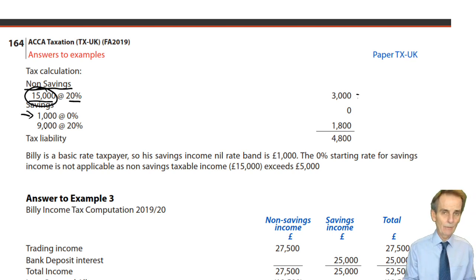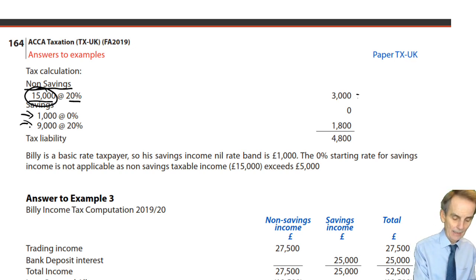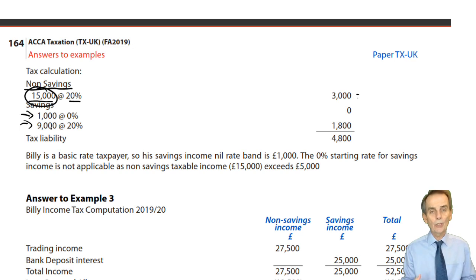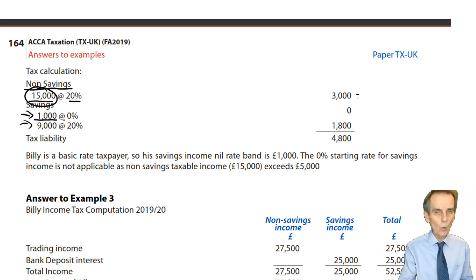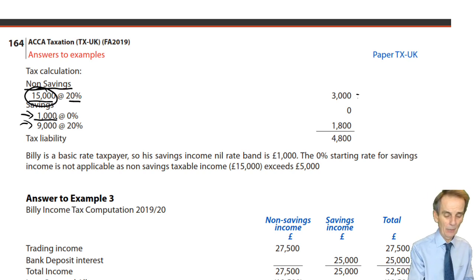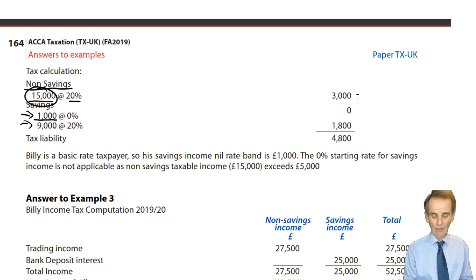That's one out of the £10,000 of taxable savings income. The remaining 9,000, we are still within the overall basic rate band limit of 37.5. Remember, that savings income nil rate band there counts towards your basic rate band limit. So we've got 15 plus 1 is 16. The next 9 taking you to 25, your total taxable income, is all within the basic rate band.